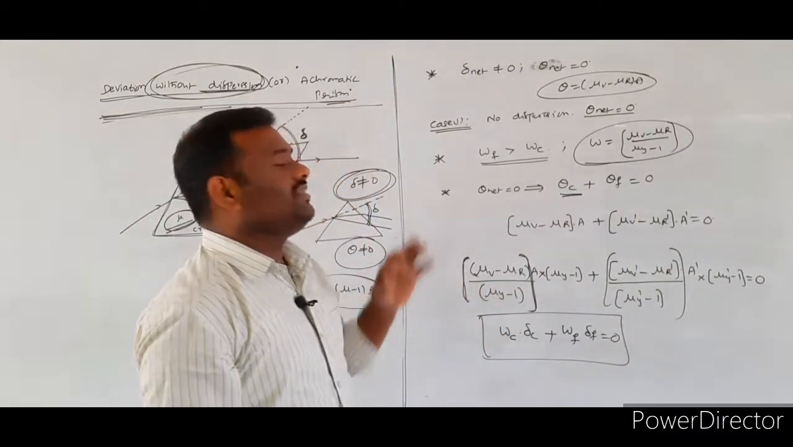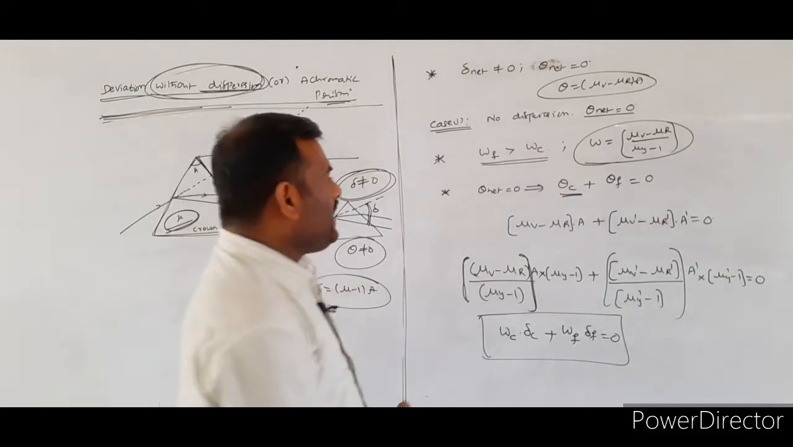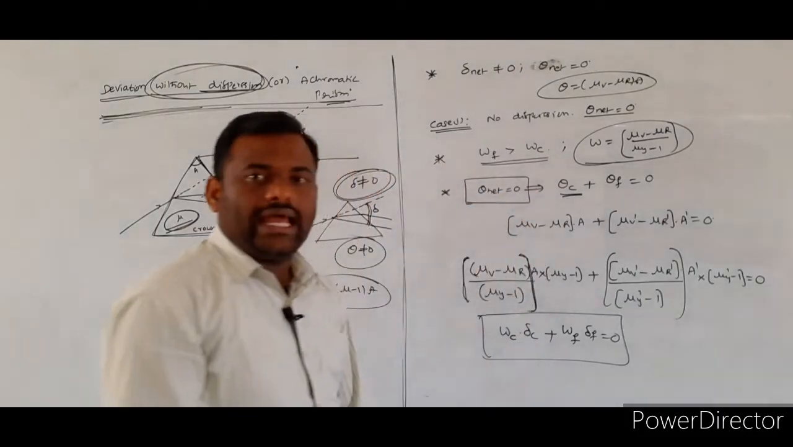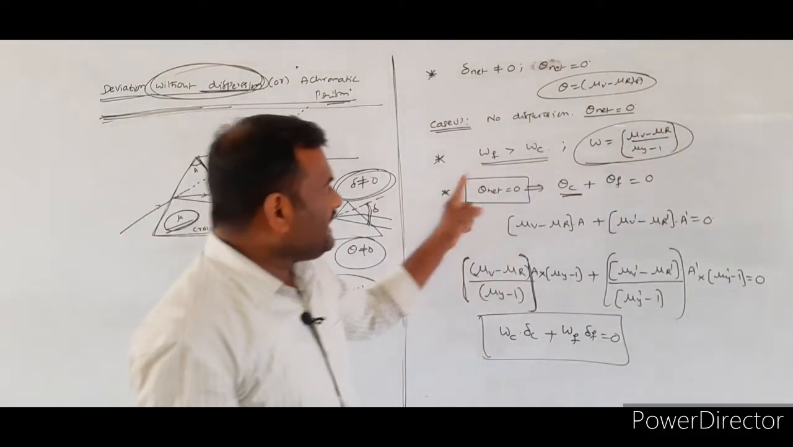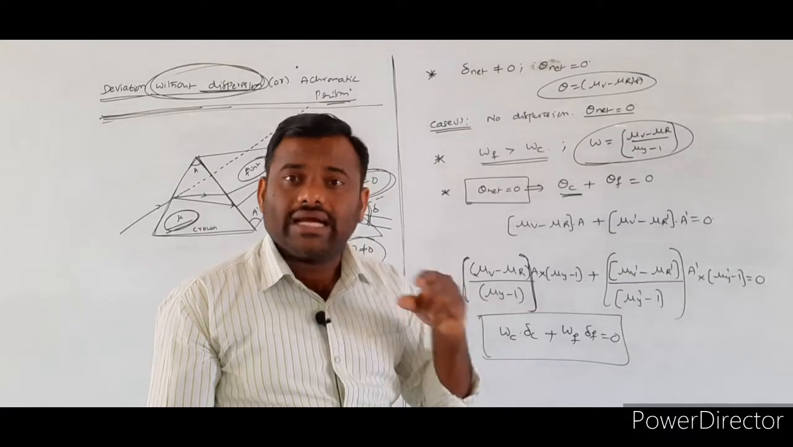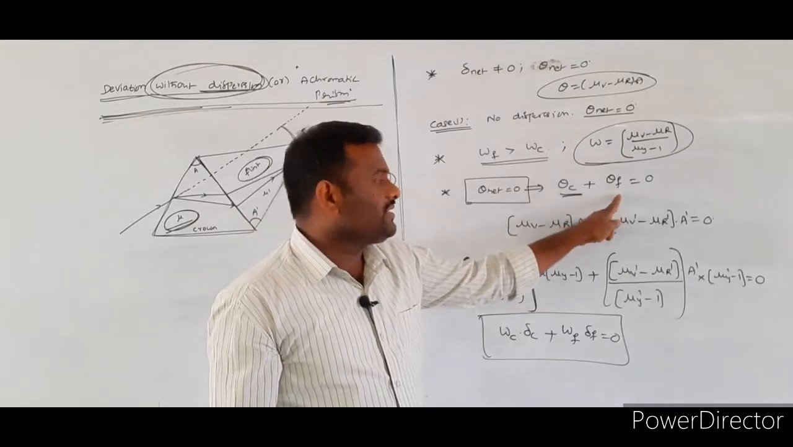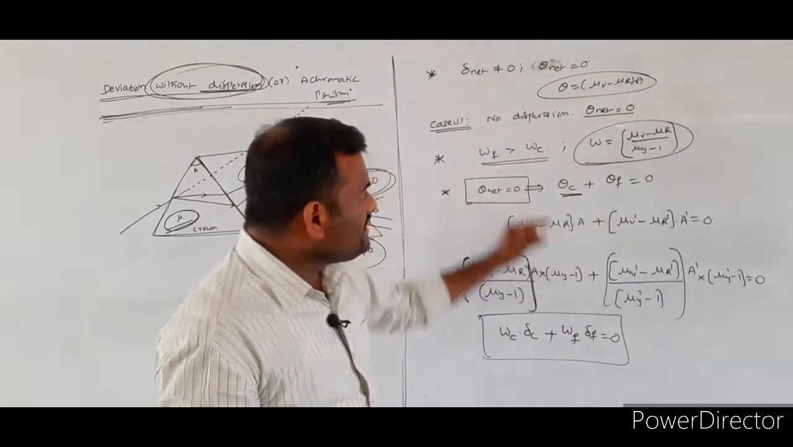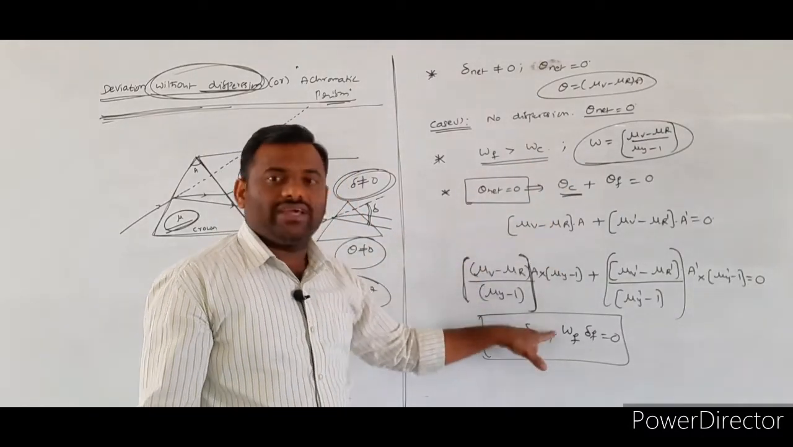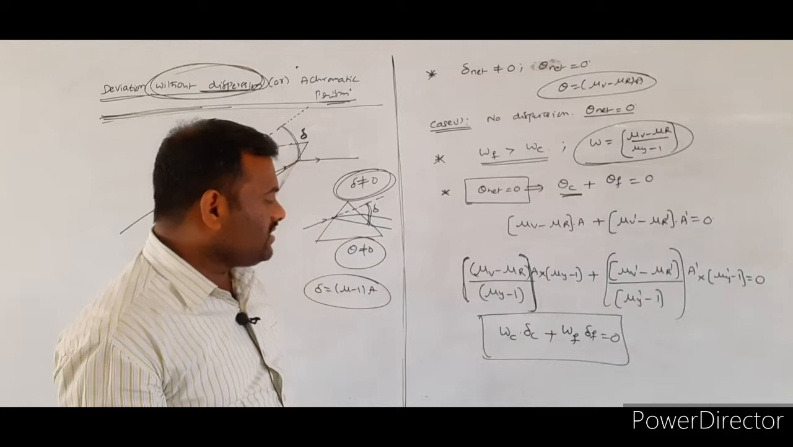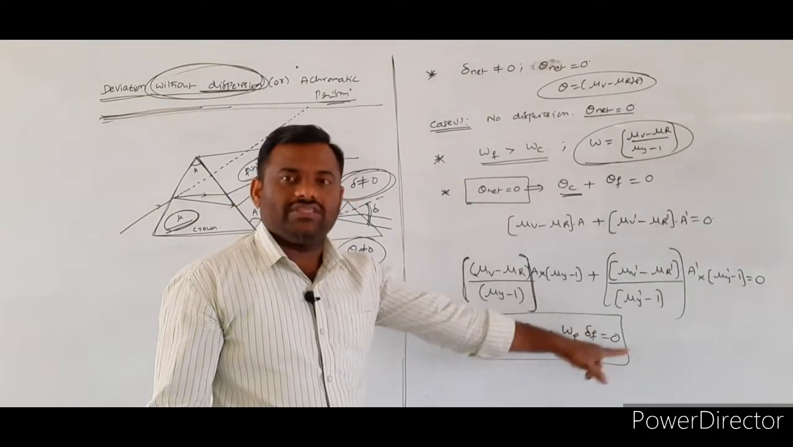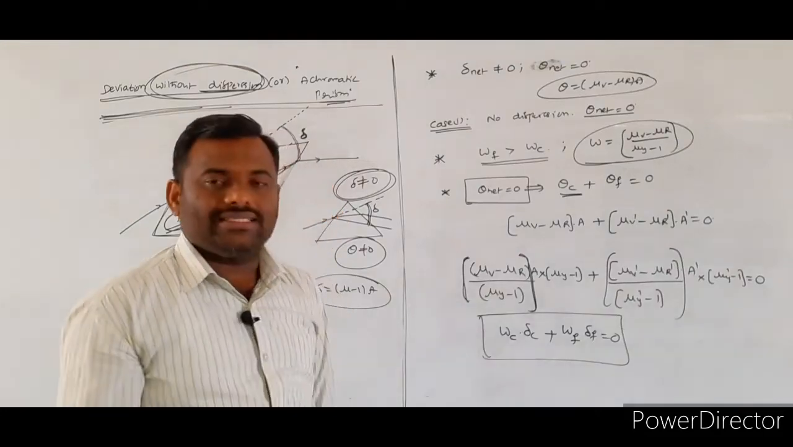So what we assumed here is that the net angular dispersion is equal to 0. That is nothing but the sum of the angular dispersion produced by the crown glass and the angular dispersion produced by the flint glass. We wrote the formulas for the angular dispersion and simplified, so finally you got the relation omega c into delta c plus omega f into delta f is equal to 0.